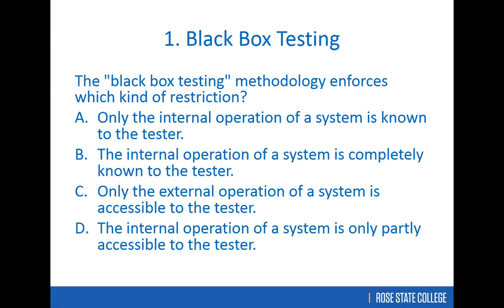A: Only the internal operation of the system is known to the tester. B: The internal operation of the system is completely known to the tester. C: Only the external operation of the system is accessible to the tester, and the internal operation of the system is only partially accessible. Write down what you think your answer is. Don't tell anybody.